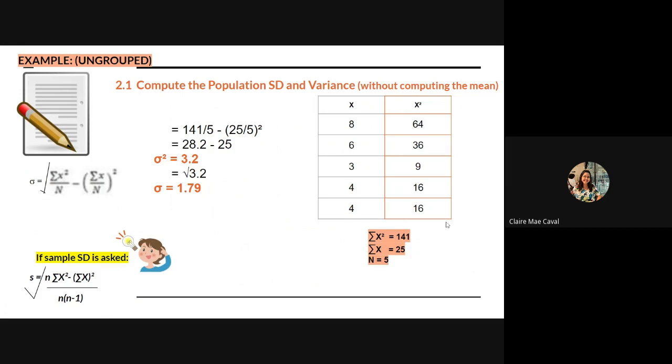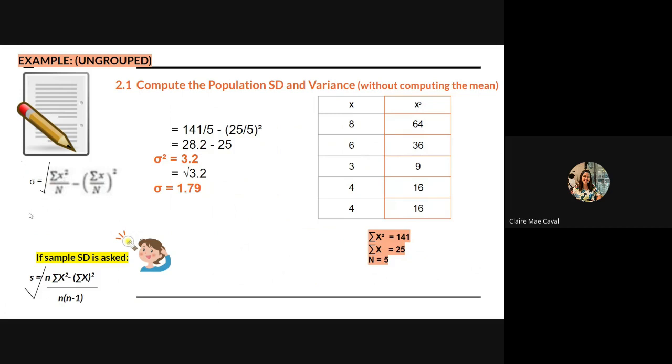What we do is we just add another column. We just square the values of each observation. For example, that's your x squared. Here, 8 squared is 64. 6 squared is 36, and so on and so forth. Then you get the summation of your x squared, which is equal to 141. You also get the sum of your x, which is 25. Then your n, the number of observations, which is your population size, is equal to 5.